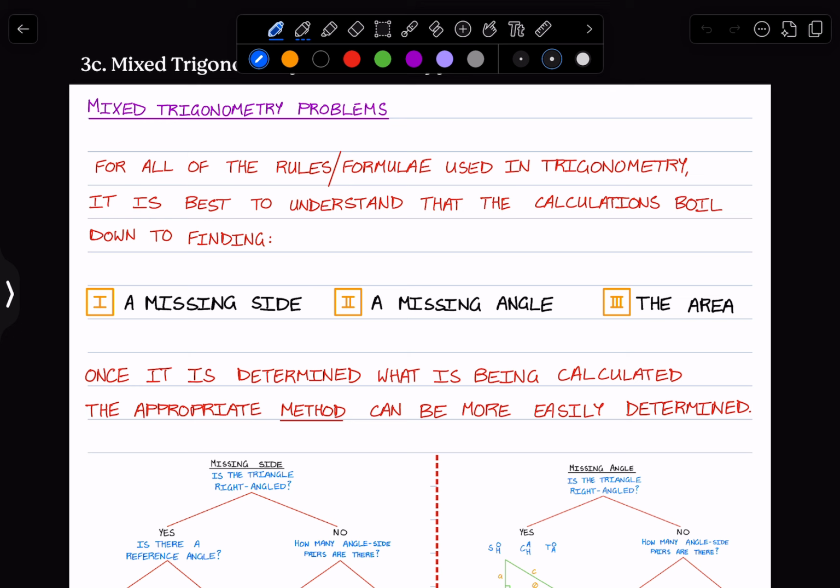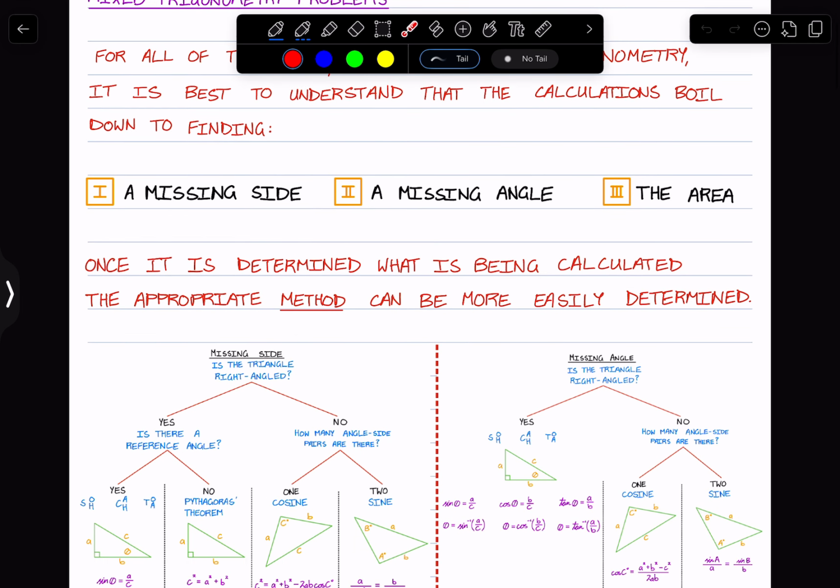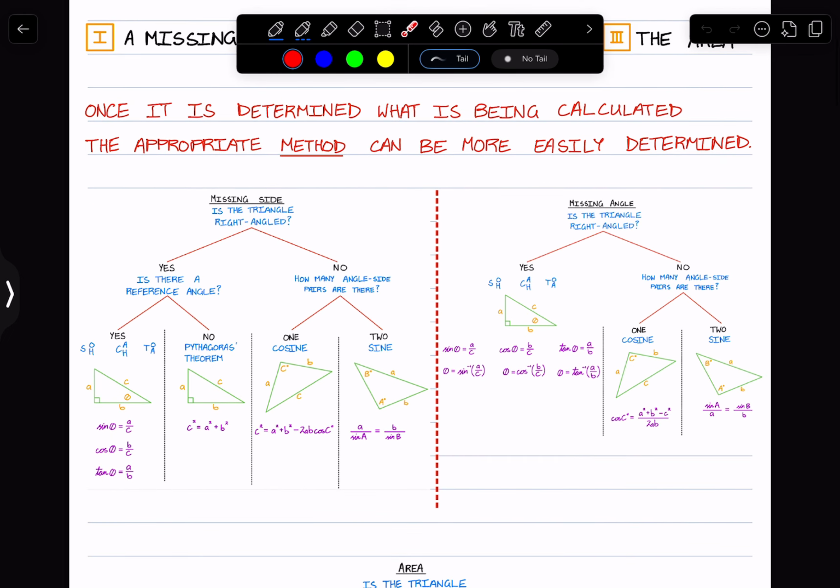Hello class, this is a video tutorial on mixed trigonometry problems. For all of the rules or formulas used in trigonometry, it's best to understand that calculations boil down to essentially finding three different things. We are either finding a missing side, a missing angle, or the area of a triangle. Once we know what is being calculated, the appropriate method can be more easily determined.